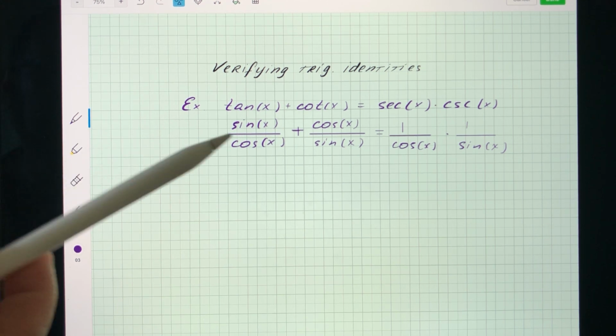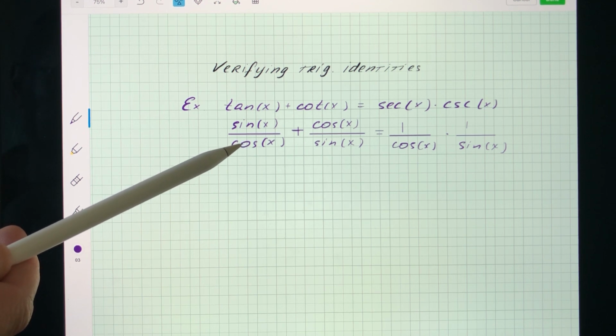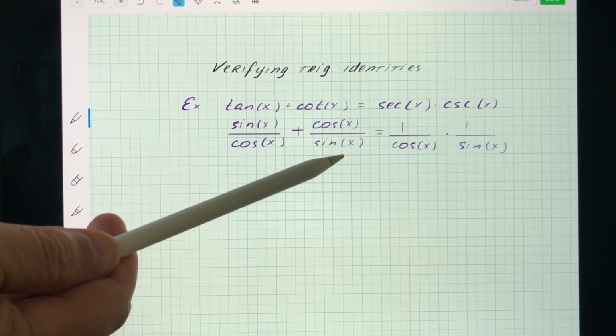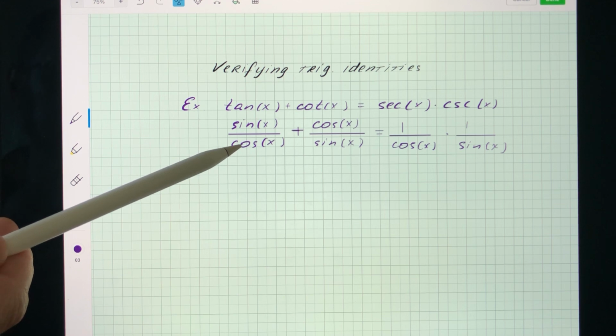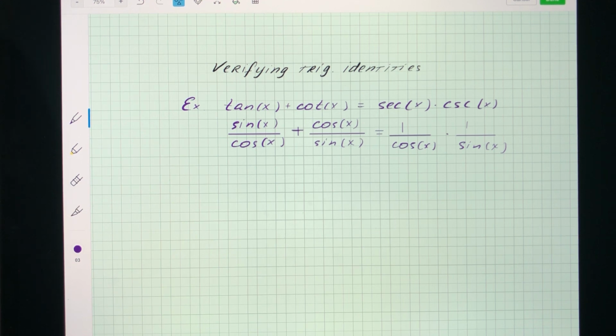In order for us to combine these two fractions, they need a common denominator. And that common denominator is exactly sine times cosine. So what we need is we need to multiply the first term by the sine, so we have the common denominator, so top and bottom gets extra sine, and the second term gets cosine.